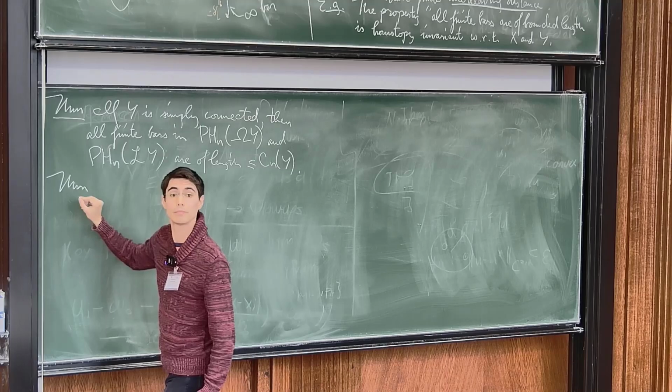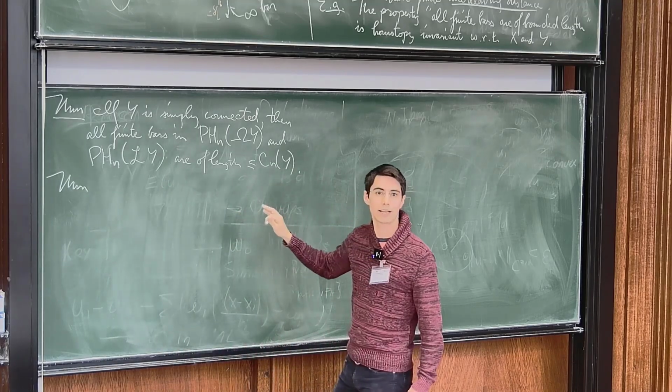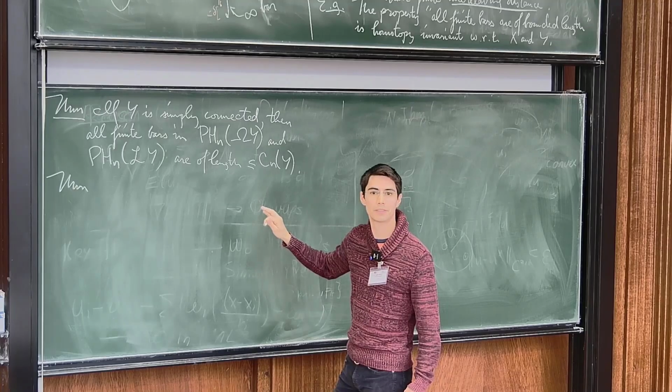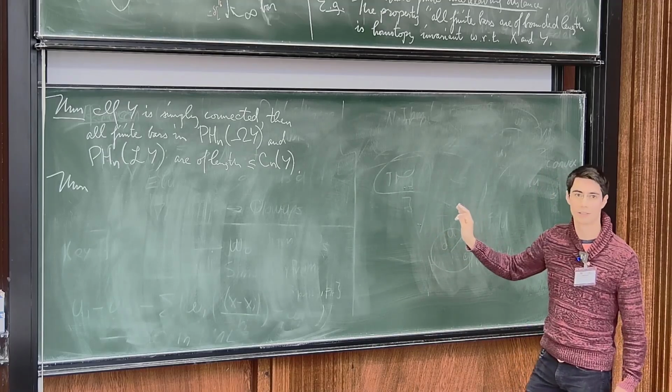Sorry? You don't need a metric on the loop space? No, all I need is a height function. And my height function is length. Oh, you're defining the subset. Yeah.